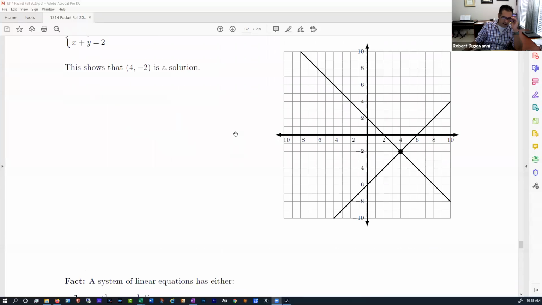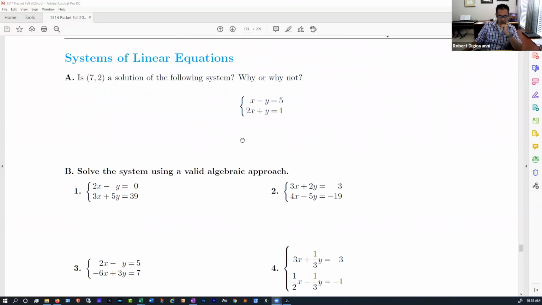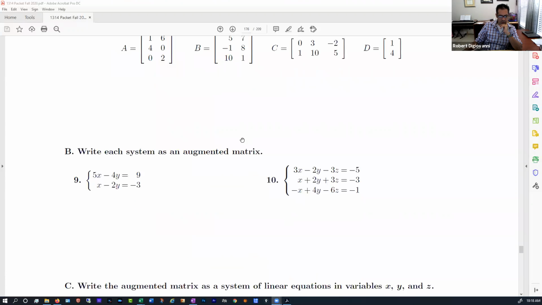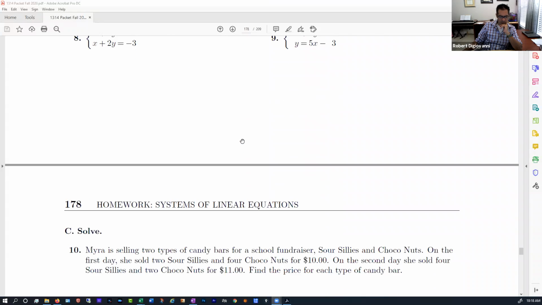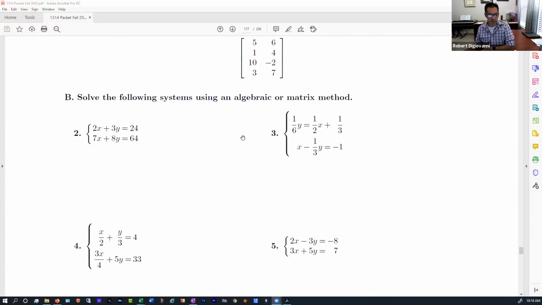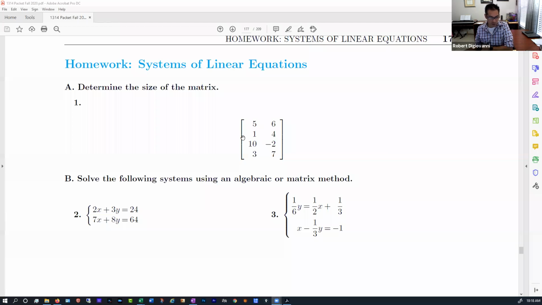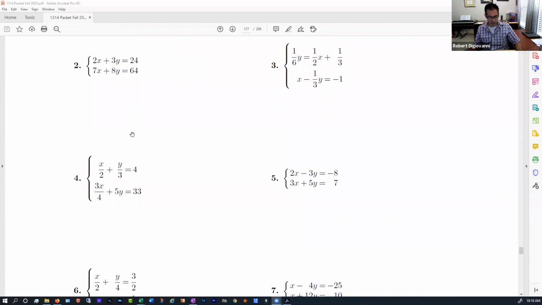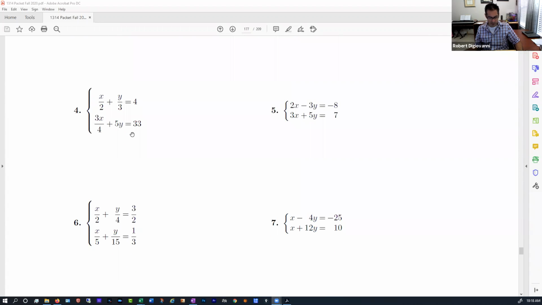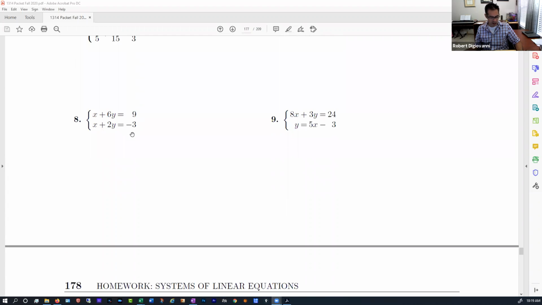So I'm looking out of the packet here, and I'm going to look at homework here. So the homework here, it's page 177. The only problems I want you to do are problems 2, 5, 7, 8, and 9. 2, 5, 7, 8, 9.